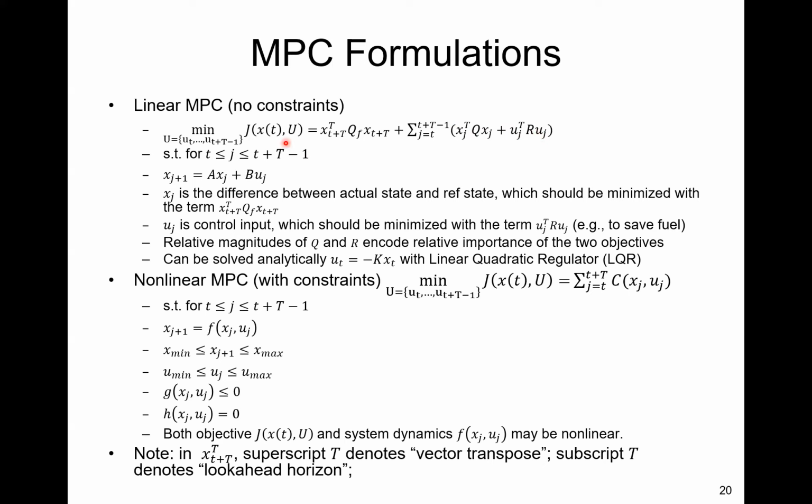So this is the optimization problem, and this time T is from the current time to a future window of big T. And you have system dynamics, which is linear. Next state is equal to A times the current state plus B times the control input. X is the difference between actual state and reference state.